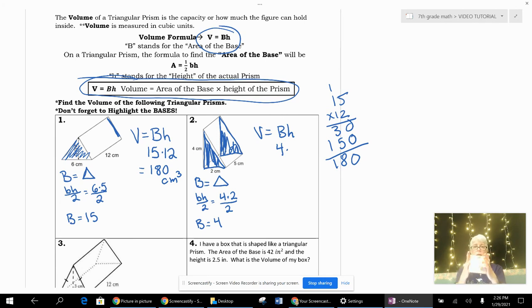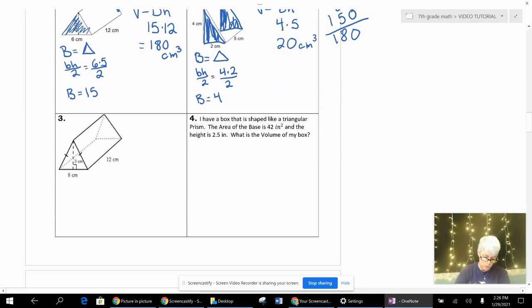This is the height. It's the line that connects the two bases. So it doesn't matter if it's like this or floating around. Keep that in mind. It's a hard concept to swallow. So the height is going to be the 5. So the volume is 20 centimeters cubed. Yay, let's keep going. Next one.